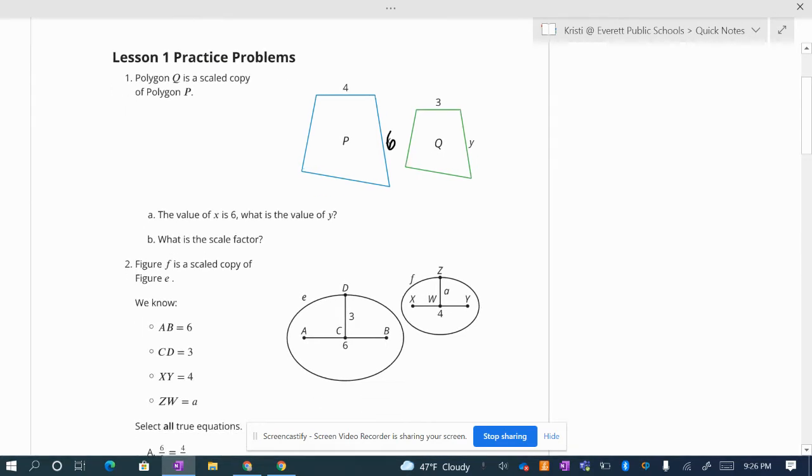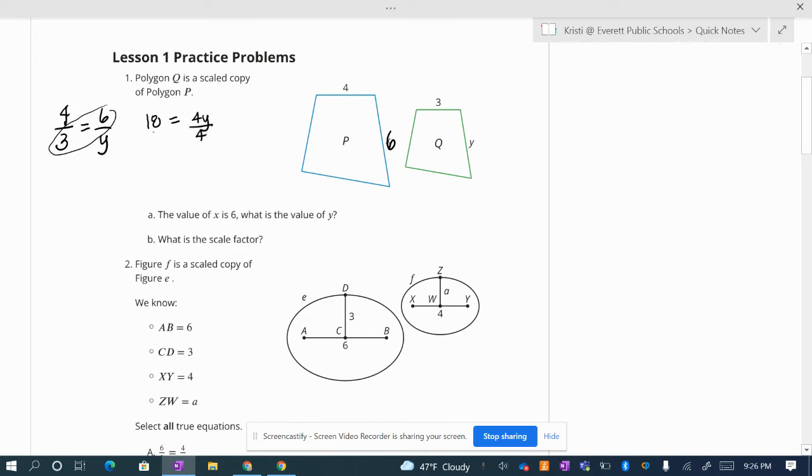So I'm going to set up a cross product. I'm going to go 4 is to 3 as 6 is to y. So what I just did there is I set up a ratio, and I said 4 is going to get scaled down to 3, blue is to green, as 6 needs to be scaled down to y in the same way. So 4 is to 3 as 6 is to y. Now I can solve this missing value of the ratio by doing cross products. I know 18, 6 times 3, has to equal 4 times y.